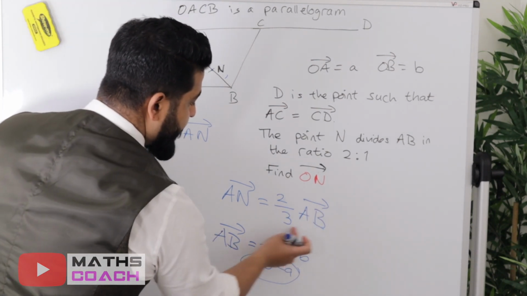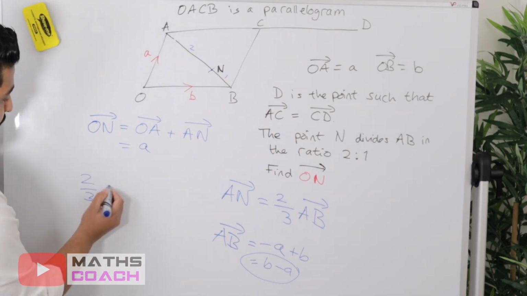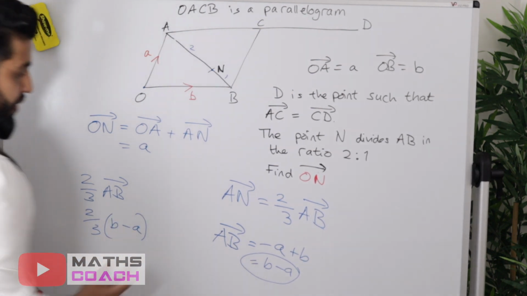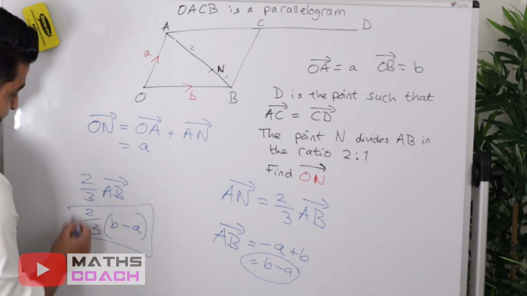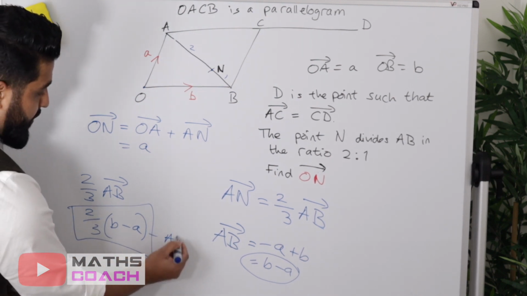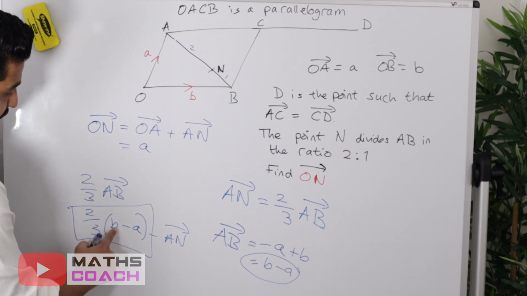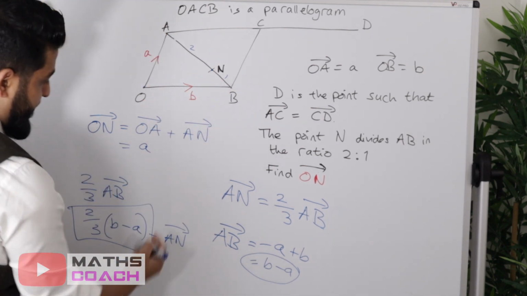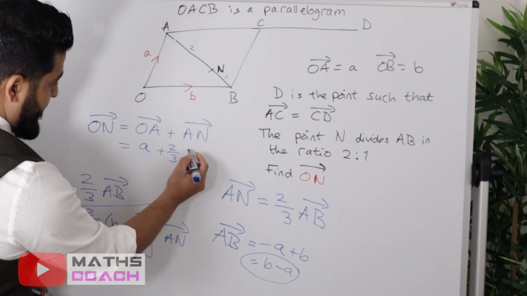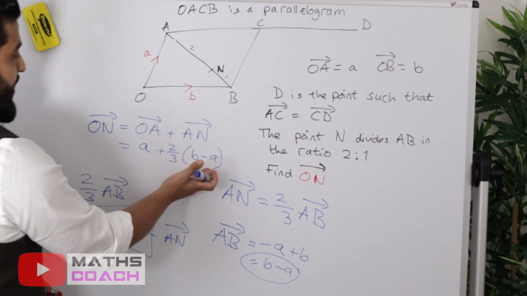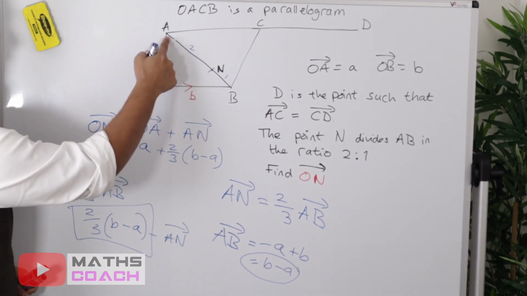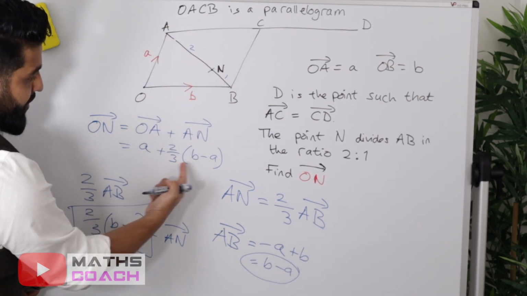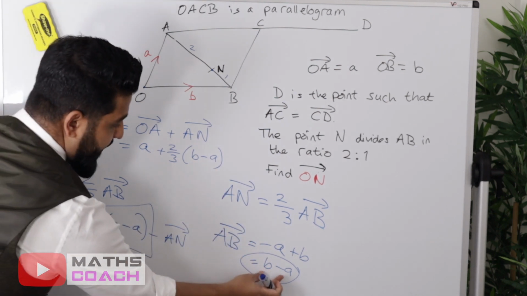Now we want to have 2/3 of A to B. So 2/3 of A to B would be 2/3 of B minus A, because that's what we worked out A to B to be. A to N is 2/3 of A to B, and we will add this amount right here. And there we have it. We have O to A, which is A, and A to N, which is 2 out of the 3 parts of AB. Remember, B minus A is AB.